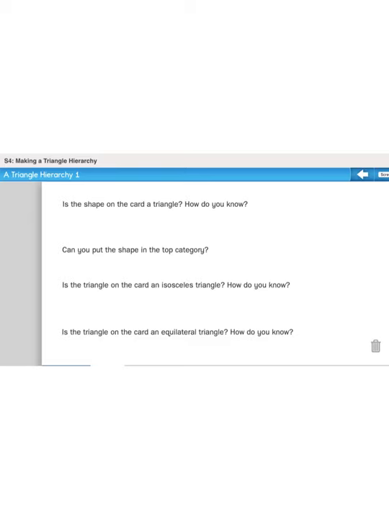Is the triangle on the card an equilateral triangle? How do you know? Equilateral triangles have all three sides equal in length. If the card shows an equilateral triangle, you should move it down to be next to the equilateral triangles subcategory. If not, you will leave it in the isosceles triangles category. Once you've completed that with the first card, then you need to take the second card and go through the same process with it and figure out where that second card goes in the hierarchy.